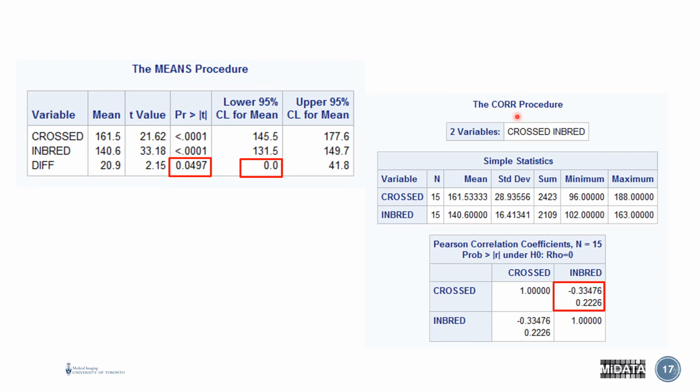When we look at proc corr, the correlation, do we find a correlation between crossed and inbred? Interestingly, we do not. There is no statistically significant correlation between crossed and inbred. That's interesting because he was saying he paired these and was so meticulous and cautious in putting them together that you would expect a positive or negative linear relationship, but there's no relationship.